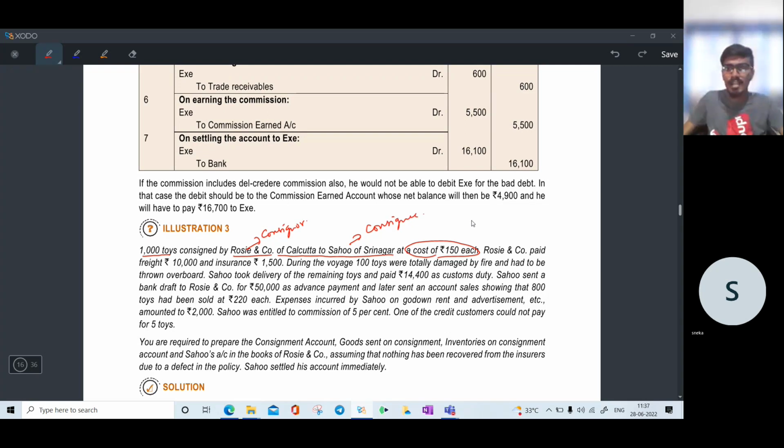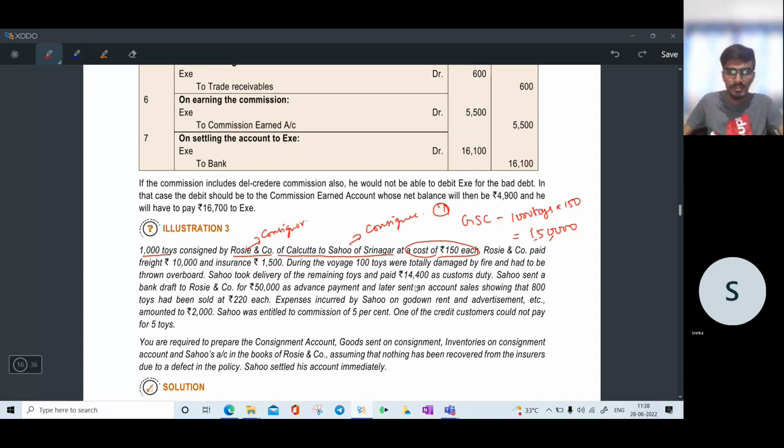What is the value of the goods consigned? Goods sent and consigned, what is the value? Total value: 1,000 toys into 150. Total how much? 1,000 into 150 is 1,50,000. Very good. Move on. This is our working note one.